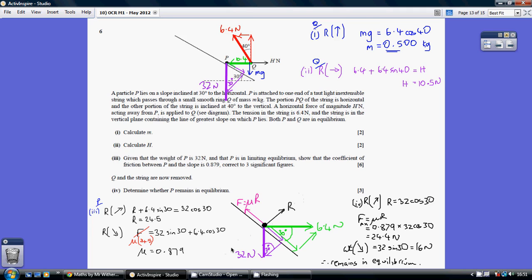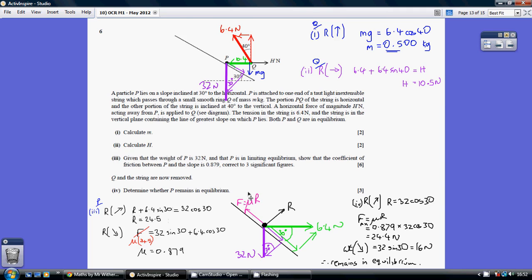So resolving in this direction, we have the forces going upwards at an angle are R, but also this component here of the 6.4. So that is the 6.4 sin 30. So our two forces going in this direction are this black force here, which is R, and this element of the green force, the 6.4 sin 30. And what have we got going in this direction? Well, it's just this purple force here, this component of the 32 newtons. That's 32 cos 30. So R is our only unknown. That allows us to work out that R is 24.5.